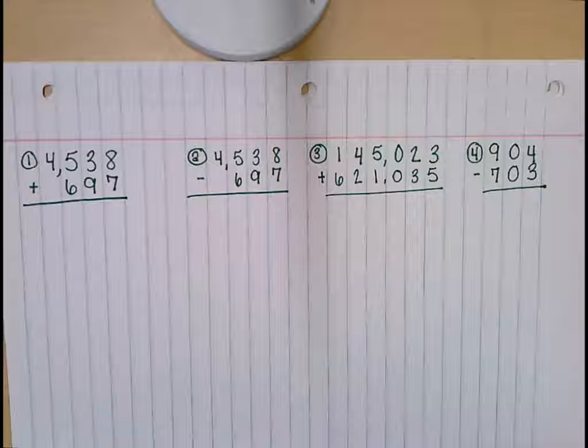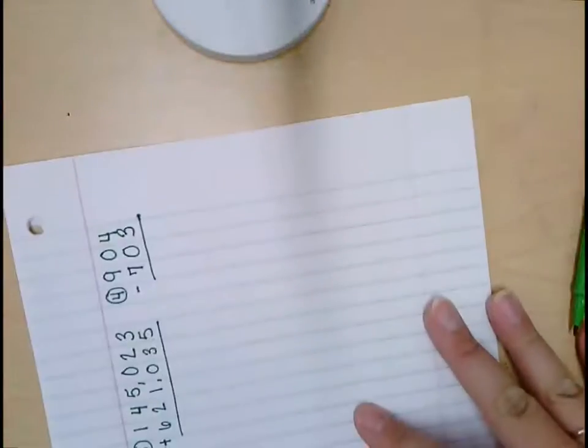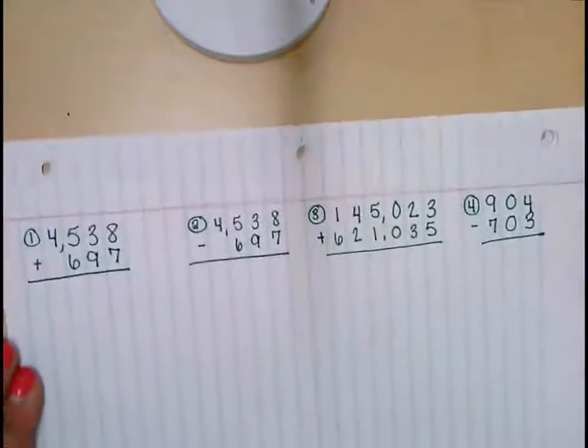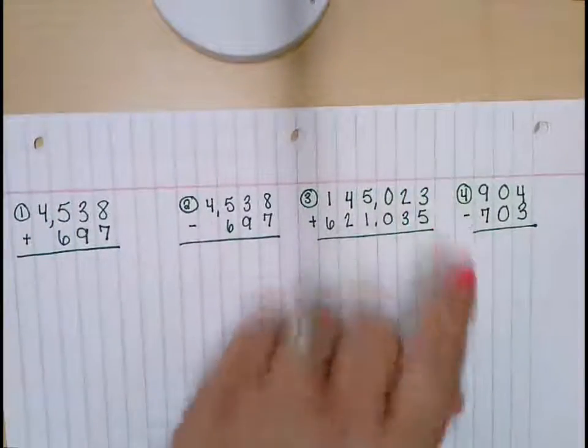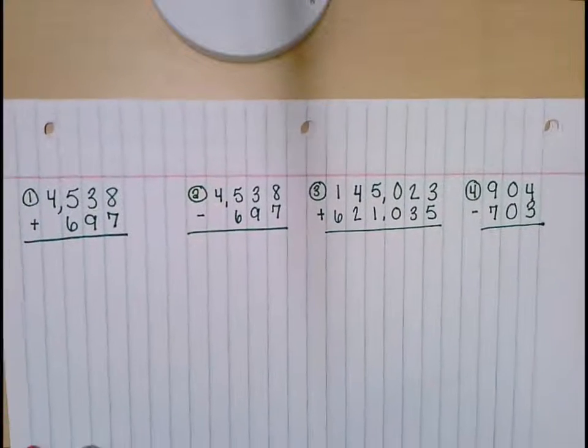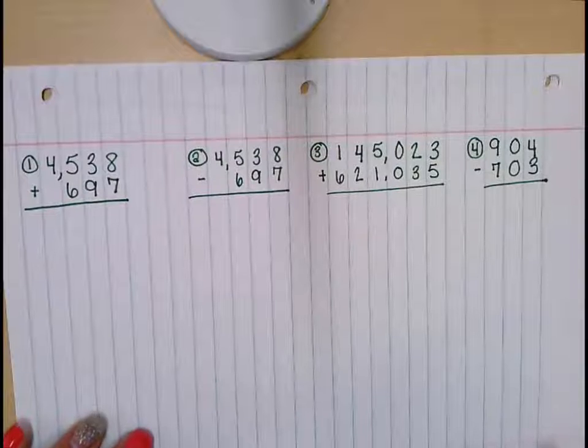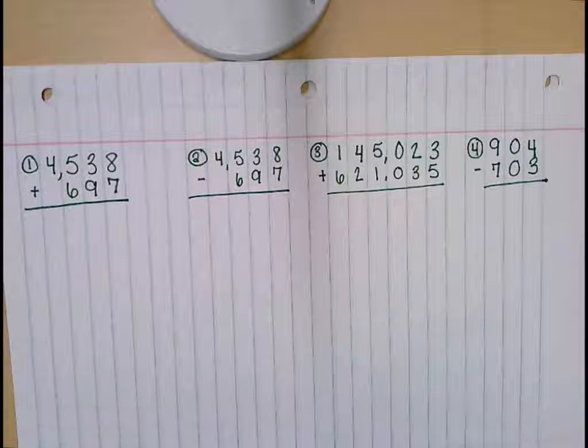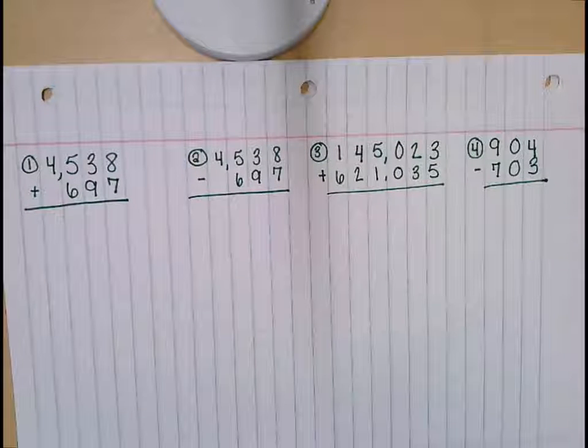So what I want you to do is go and get a sheet of paper. Turn your paper sideways so that the holes are along the top of your page, and copy down these 4 problems. So pause the video, get your sheet of paper, and copy down these problems, and meet me back here. After you've copied down your problems, we're now going to begin solving.